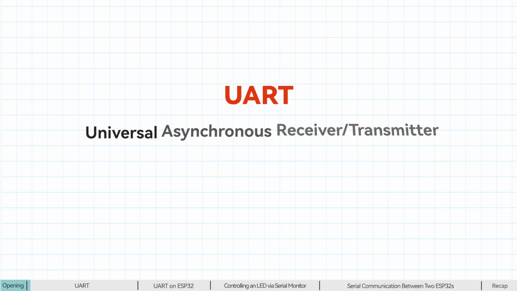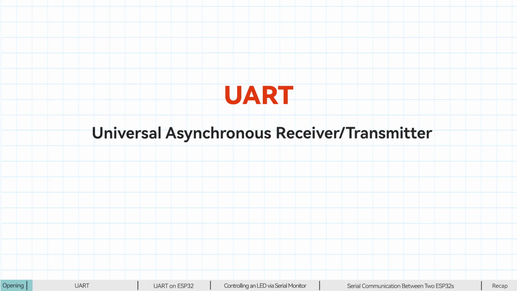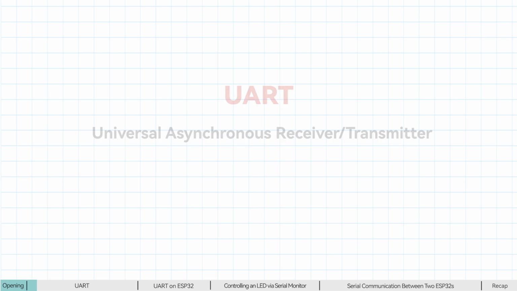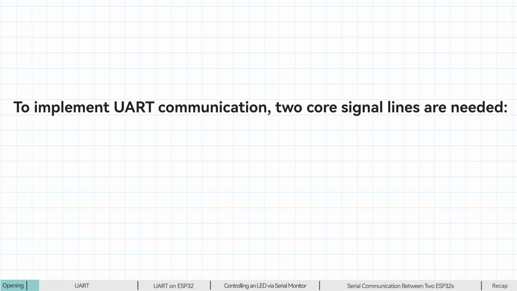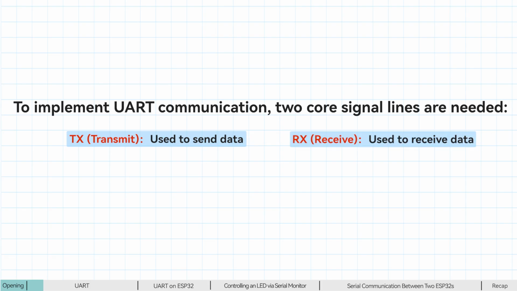UART stands for Universal Asynchronous Receiver Transmitter. It is a hardware interface used for asynchronous serial communication. To implement UART communication, two core signal lines are needed. TX, used to send data. RX, used to receive data.